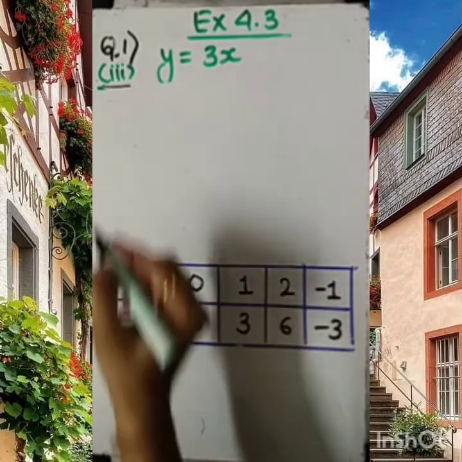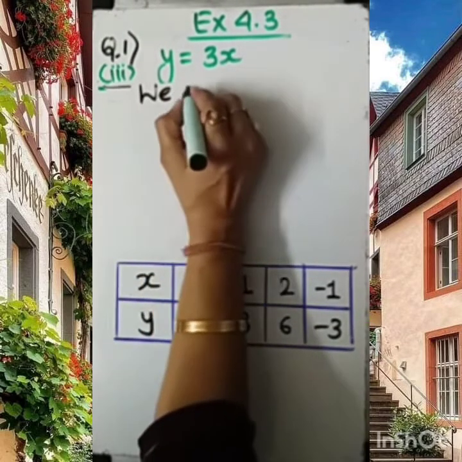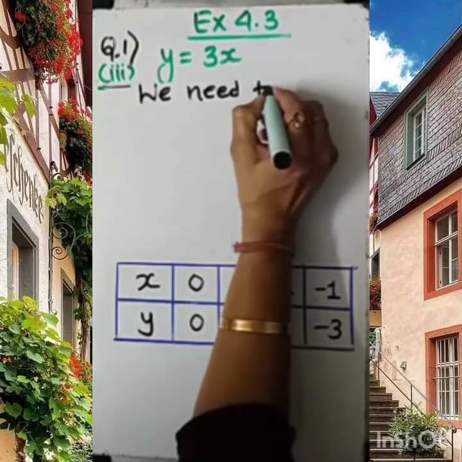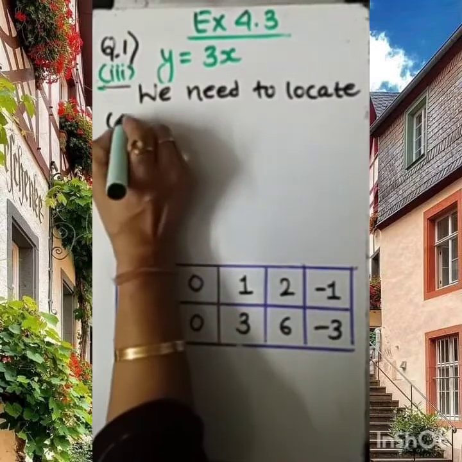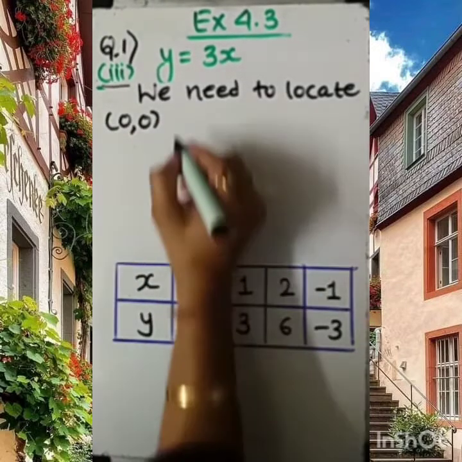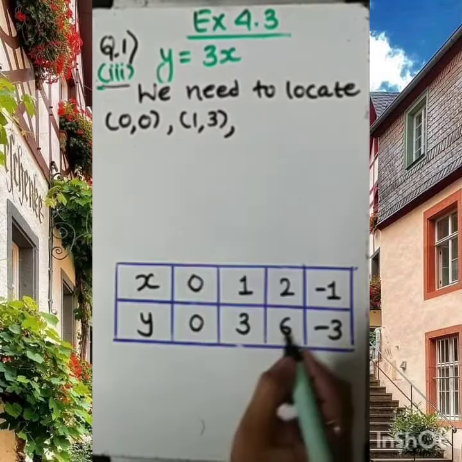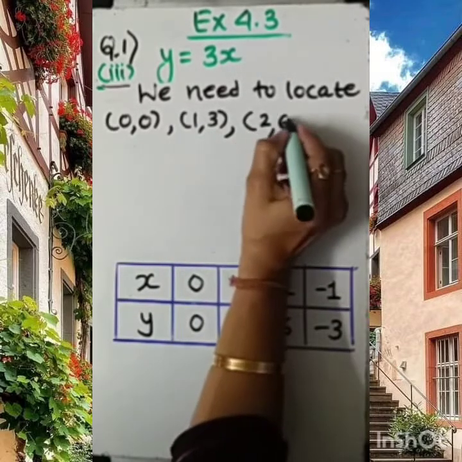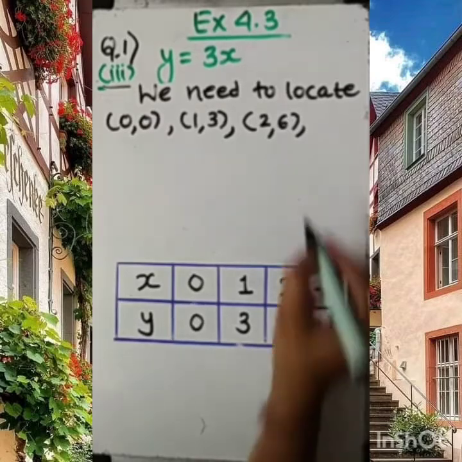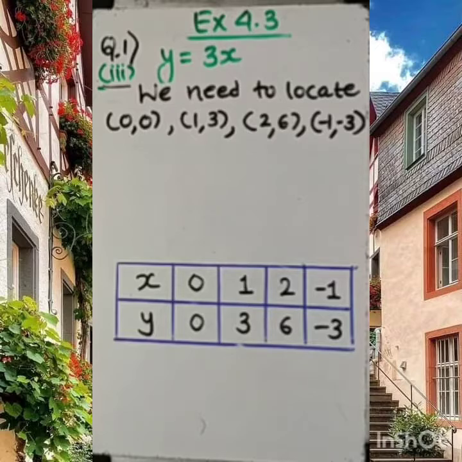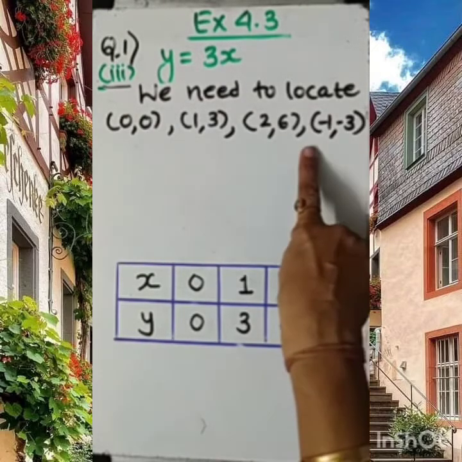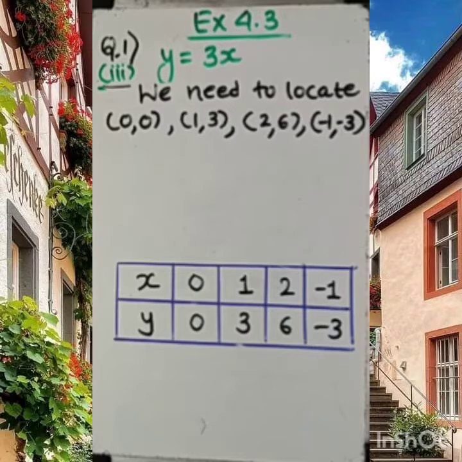So here I need to say we need to locate 0 comma 0, that is the origin, 1 comma 3 which lies in the first quadrant, 2 comma 6 in the first quadrant again, and -1 comma -3 which will lie in the third quadrant. -1 comma -3 will lie in the third quadrant. So let's try to locate the points.